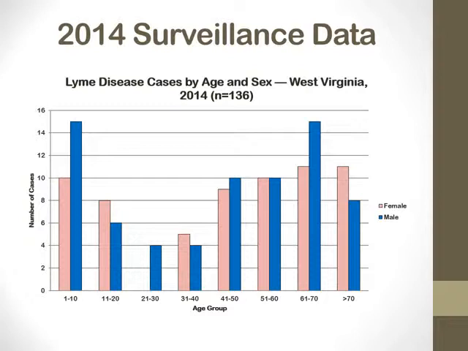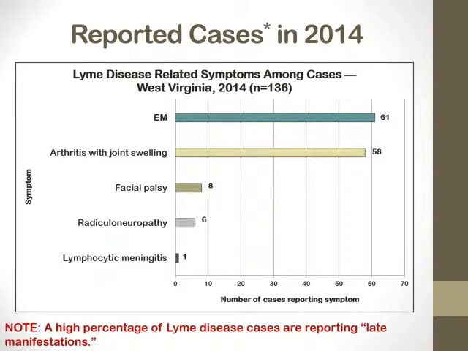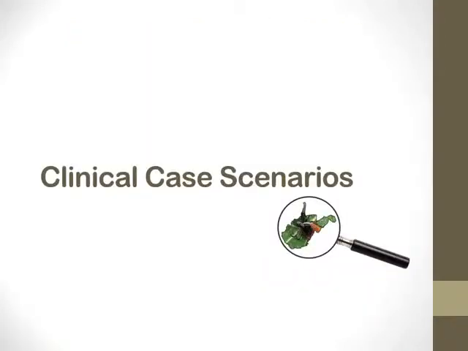This graph shows the distribution of Lyme disease cases by age and sex. Interestingly, many of our cases are greater than 50 years of age, which segues nicely into our symptoms reported among 2014 cases. While EM accounted for a little less than half of the symptoms reported, arthritis with joint swelling and other late manifestations accounted for over half of the symptoms reported. It's likely that maybe we are diagnosing Lyme disease cases too late.